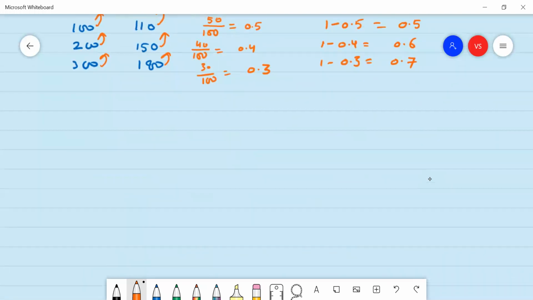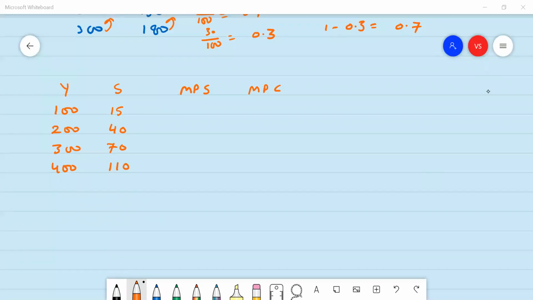Suppose now income is 100, 200, 300, and 400. And let's say savings is given as 15, 40, 70, and 110, and calculate MPS and MPC. So solve it now.